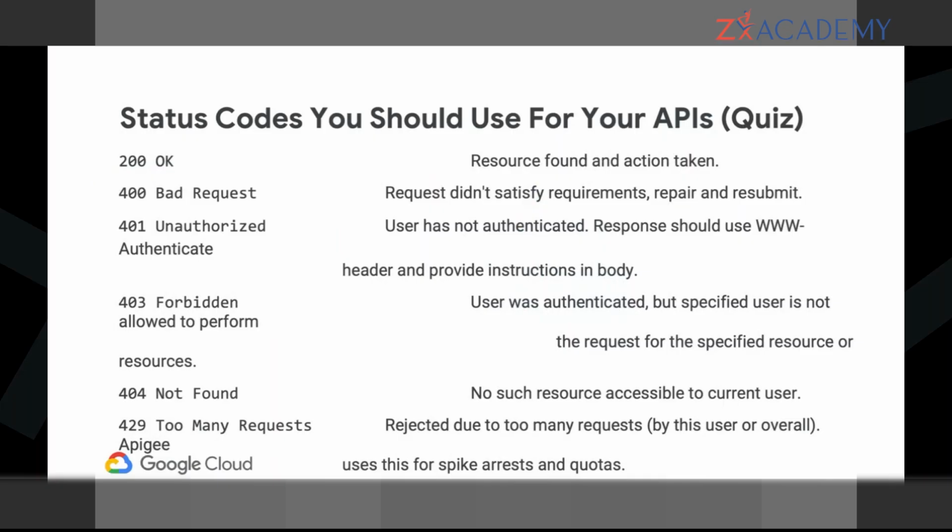429 is too many requests, which means it is rejected because there is a quota failure. Rate limiting failure, quota failure, that is the 429 scenario, too many requests. And then 500 is the internal server error. So 500 is like a default.